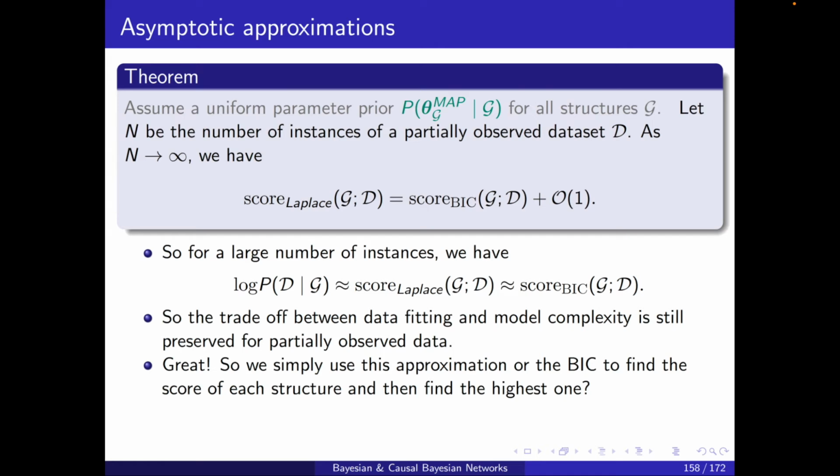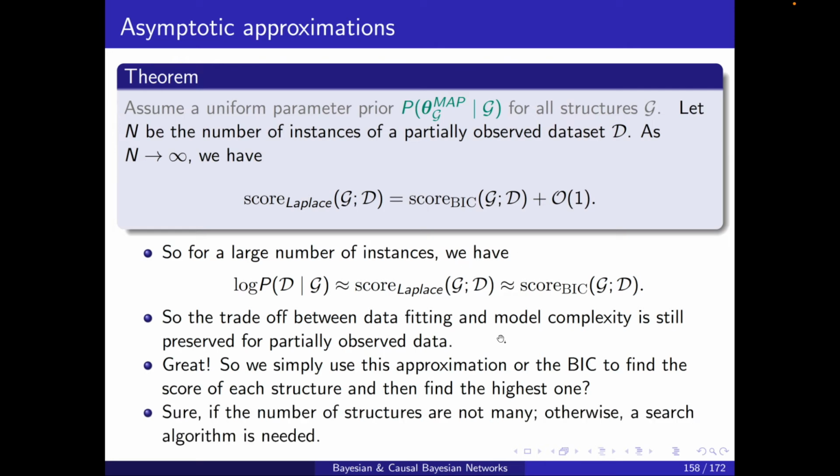or the marginal likelihood, the BIC score, this is still preserved for partially observed data. This is great. So does this mean that we simply use this approximation, the BIC score? You may want to add that extra log of P of G to find the score of each structure and then find the highest one? Well, yes, we can just find the score of each structure, but that's infeasible if we have many structures, right?